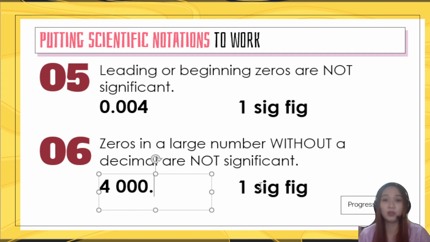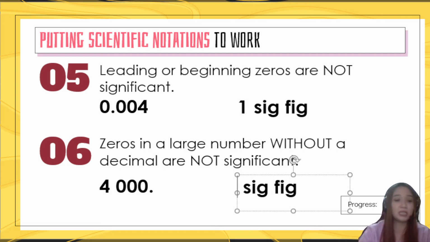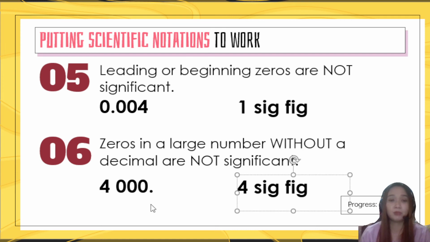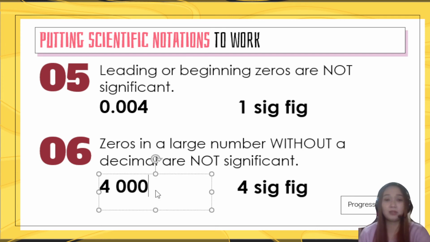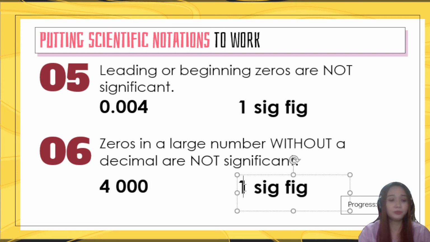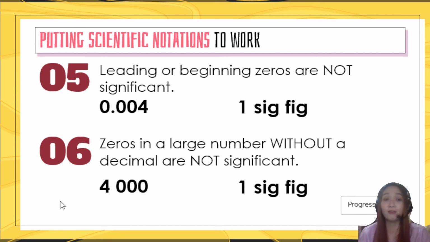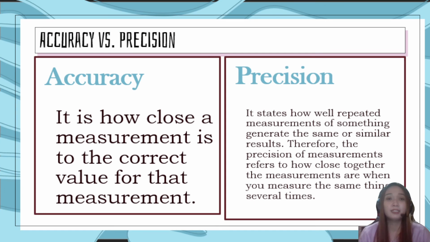Okay, ilan na yung sig figs natin? So, ang sig figs natin magiging 4 kasi meron na tayong decimal point. Pero dahil wala, okay, so isa lang yung i-consider natin. Okay, so that is for scientific notation.